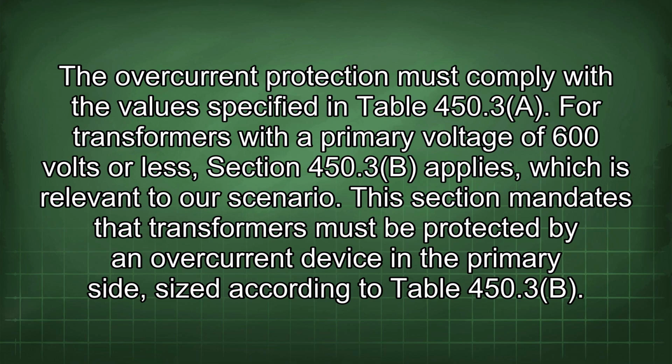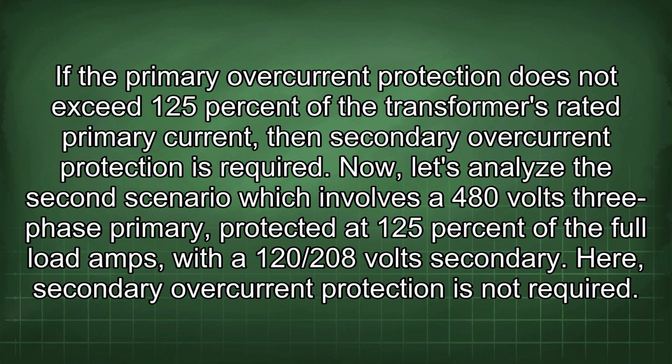This section mandates that transformers must be protected by an overcurrent device in the primary side, sized according to table 450.3b. If the primary overcurrent protection does not exceed 125% of the transformer's rated primary current, then secondary overcurrent protection is required. Now, let's analyze the second scenario, which involves a 480 volts three-phase primary protected at 125% of the full load amps, with a 120/208 volts secondary. Here, secondary overcurrent protection is not required.